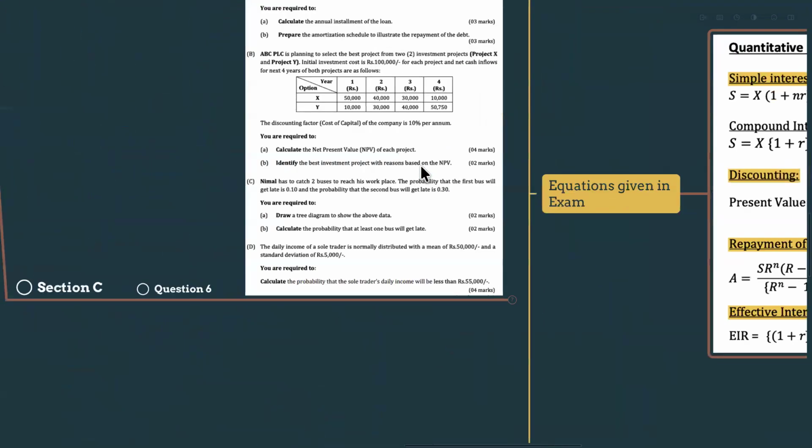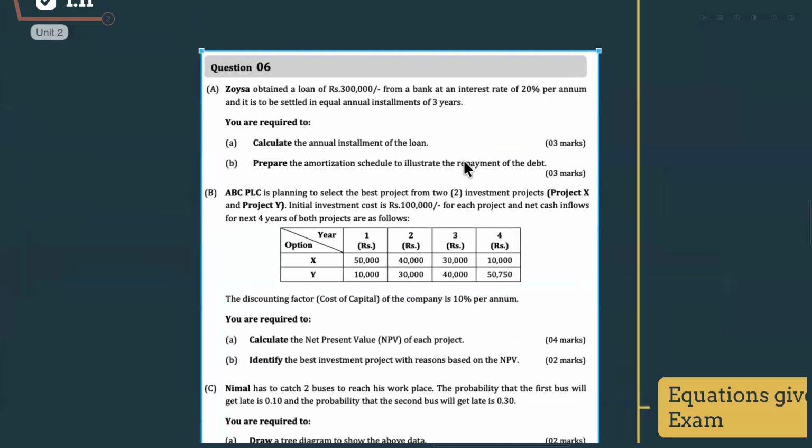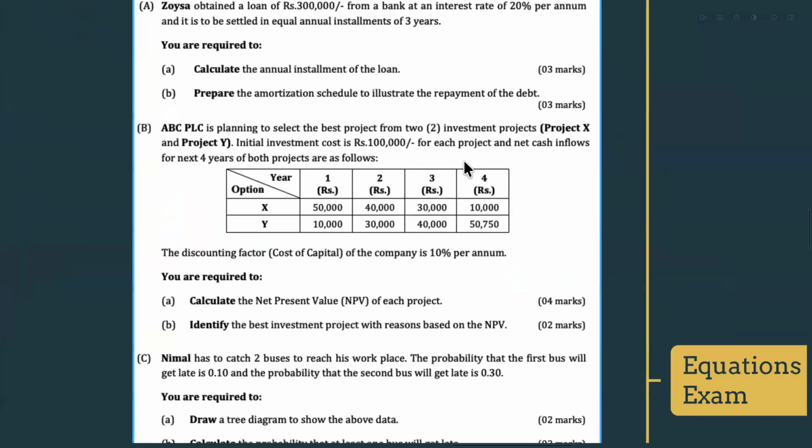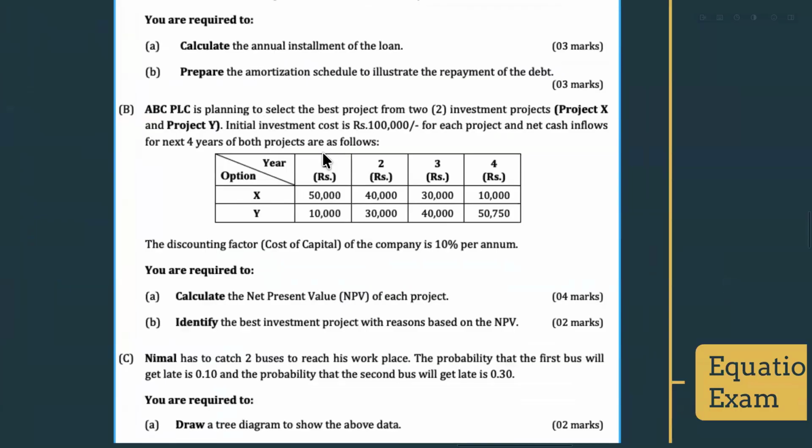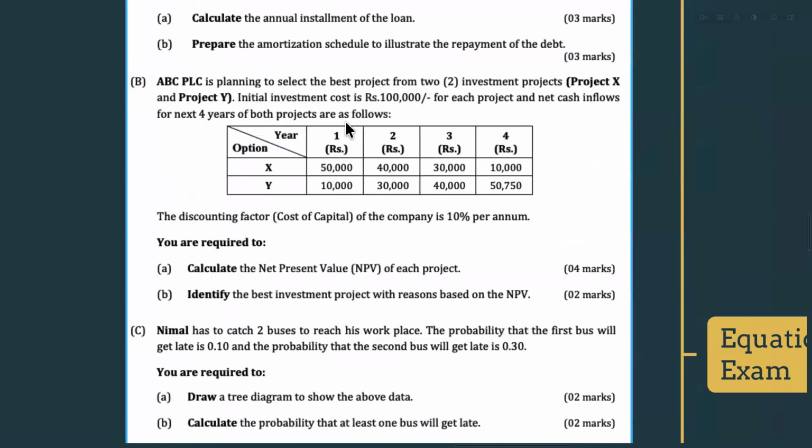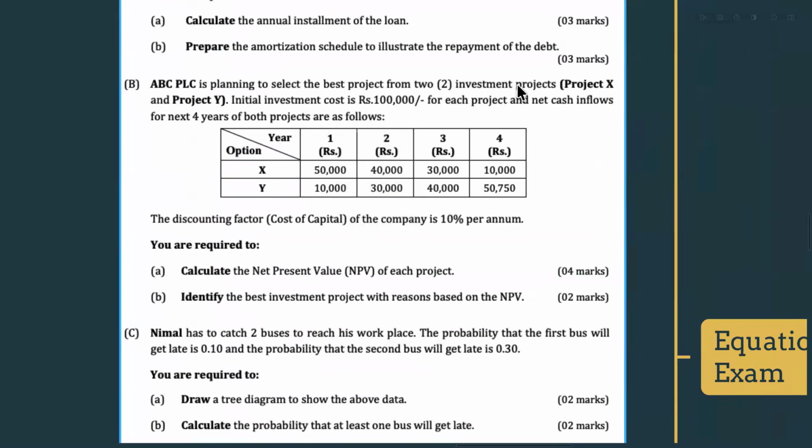So that's the question number A part. Right. Now, there is a big part question from this 25 marks full questions. ABPLC is planning to select the best project from two investment projects, Project X and Project Y. So those are mutually exclusive projects. It means you have to select only one and the other one you have to exclude.